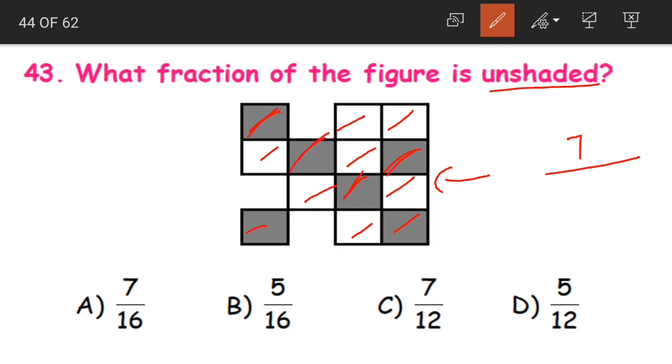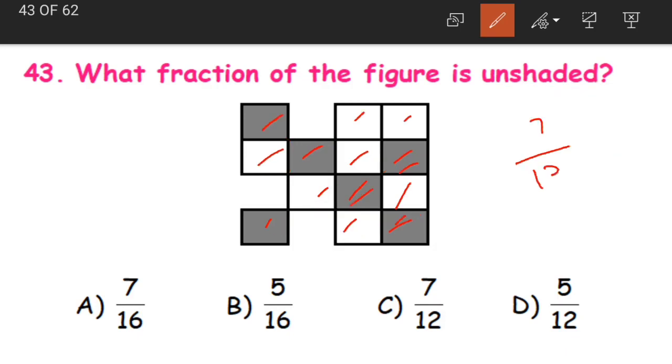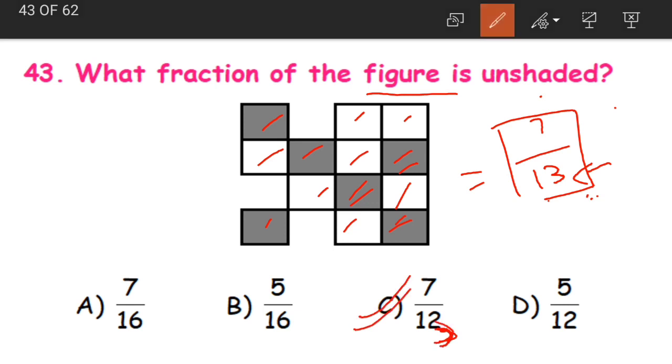8, 9, 10, 11, 12, 13. So 13 is the total number of squares. 13 becomes our denominator. Yes, children, 7 by 13 is the fraction that represents the part of the figure that is unshaded. If we make this as 7 by 13 here, option C becomes our correct answer.